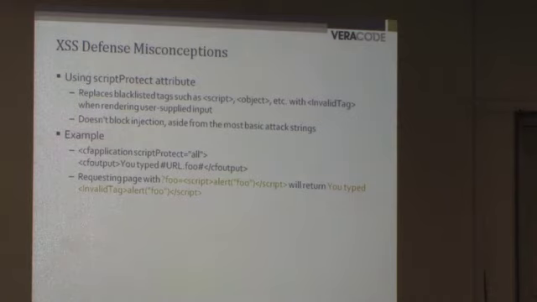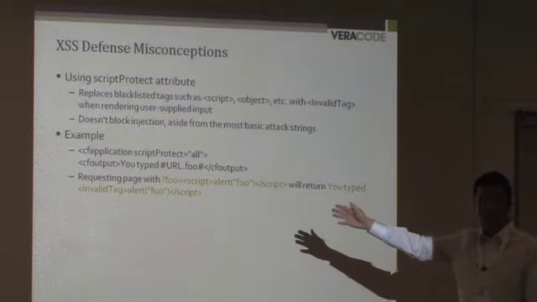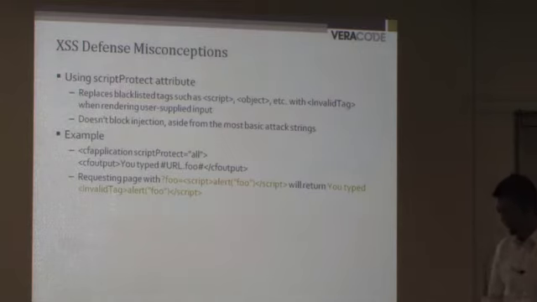If your attack string happens to start with one of those tags, and there are a few others that it checks for, but there are only about 3 or 4 strings. So here's an example. You have CF application, you turn script protect on, and then you have an output tag that says you typed url.foo. It just takes the foo parameter from the query string and prints it out. This open script is replaced with invalid tag.